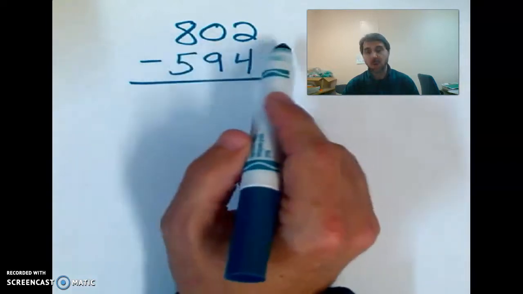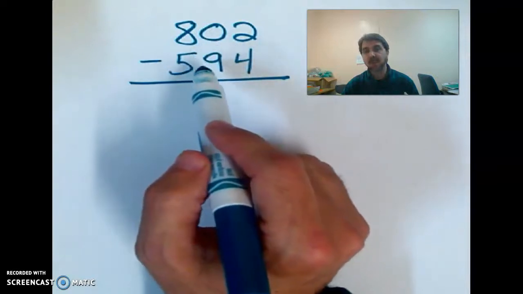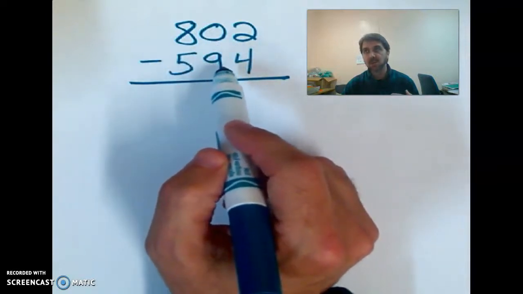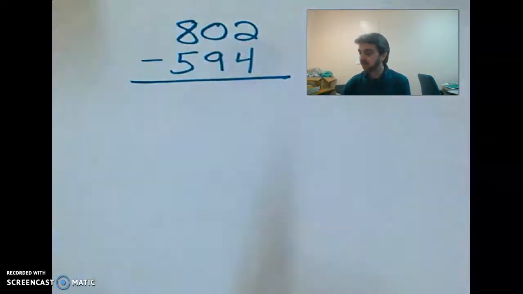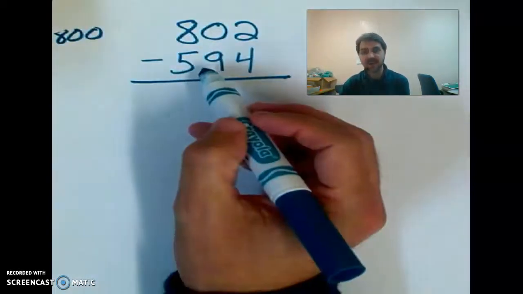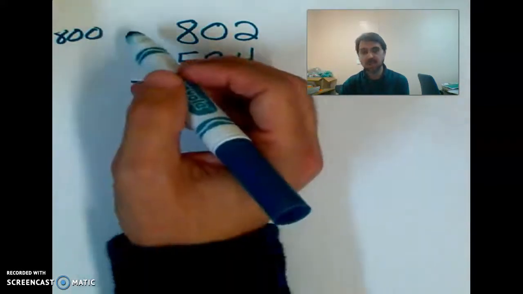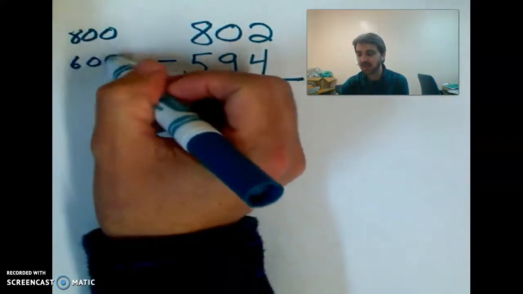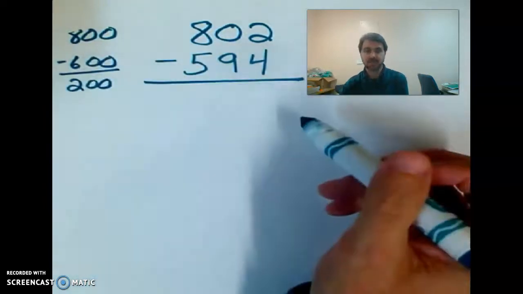So a problem like this, what I want you to notice is that both numbers are pretty close to a multiple of 100. So for example, 802 is pretty close to 800, right? And 594 is pretty close to 600. So our answer should be around 200.